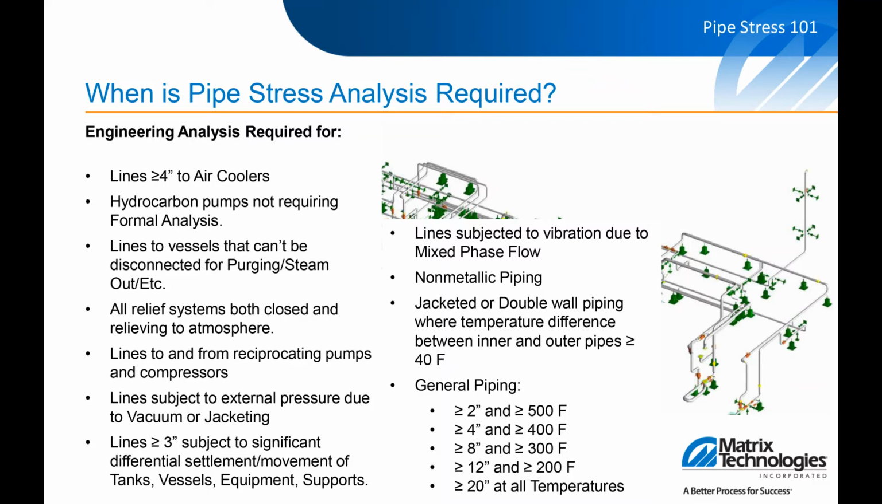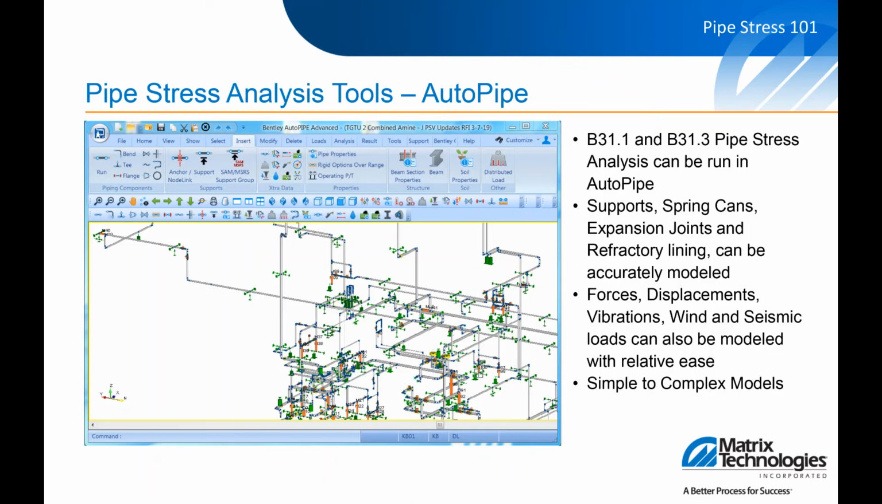And in general, hot piping, and it kind of varies based on the size. You'll see here 2 inch and greater if it's greater than 500 degrees, or, as you get bigger, 12 inch if it's greater than 200 degrees, or 20 inch, all temperatures. And that's typically what you'll see in these refinery and chemical plant requirements and codes. And for the most part, we will follow that.